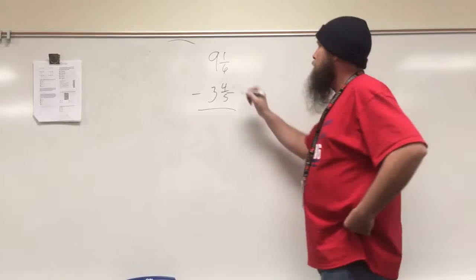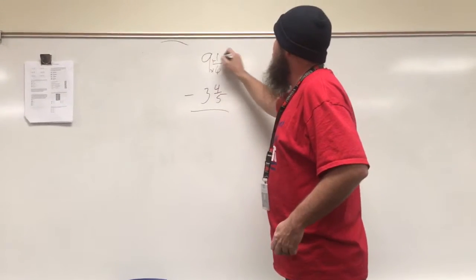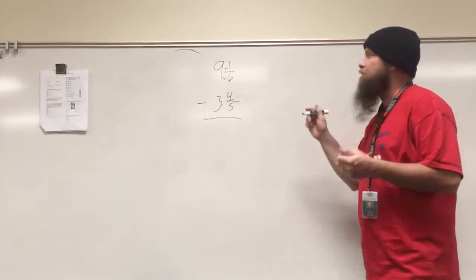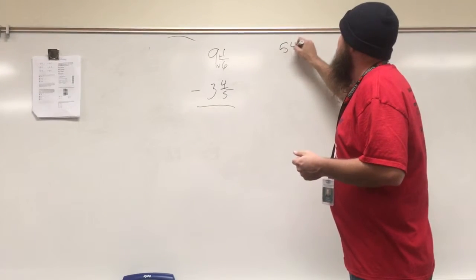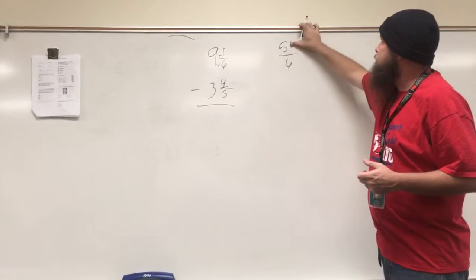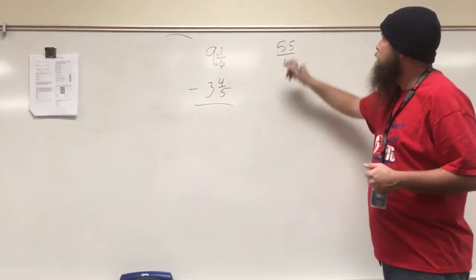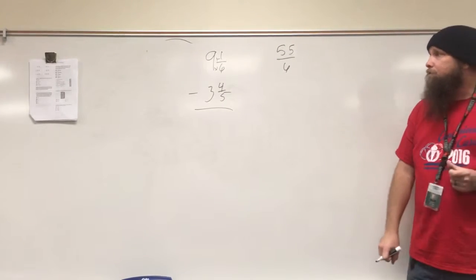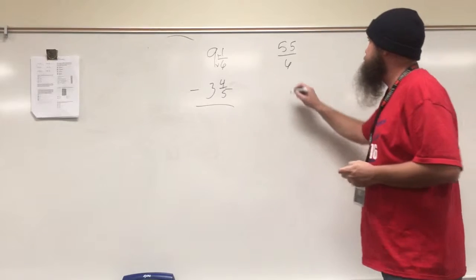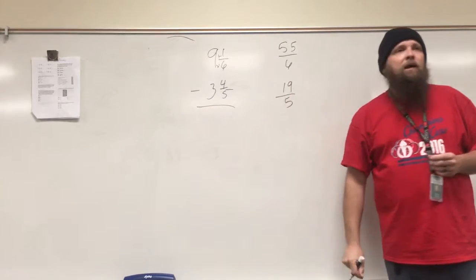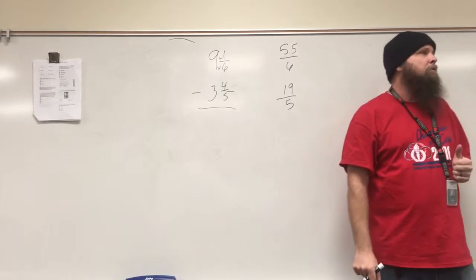Yes. Okay. We multiply and add, so I get 9 times 6 is 54 over 6. Oh, 55 over 6, because we didn't add our numerator. 5 times 3 is 15 plus 4 is 19. 19 fifths. Okay, any ideas on what my common denominator is going to be?